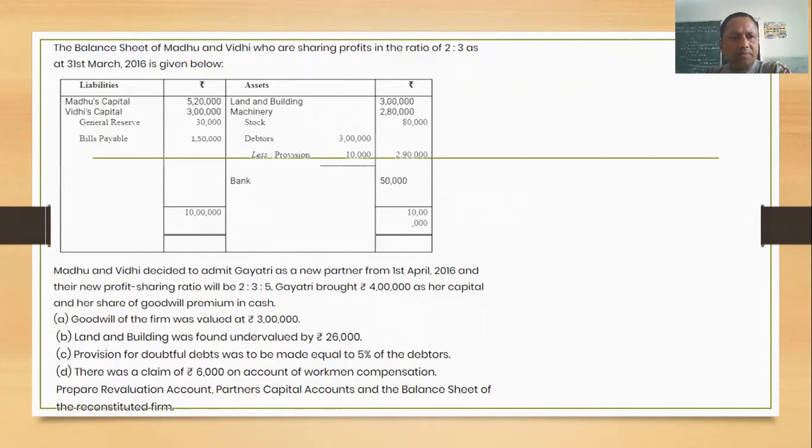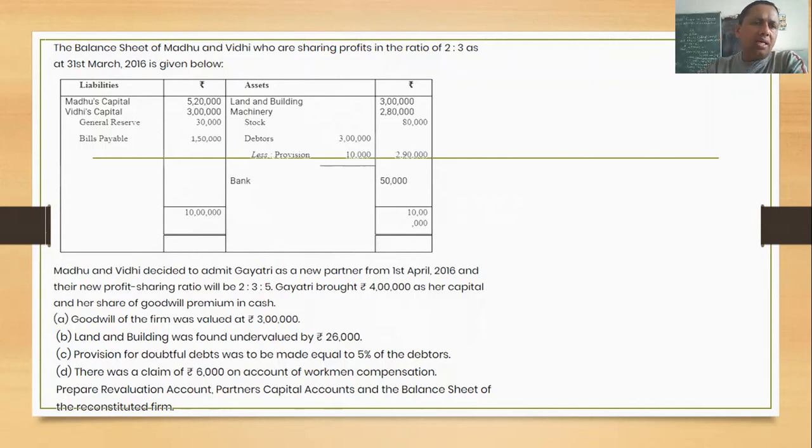In this question, the new ratio is also given. The new ratio is 2:3:5, or 2/10, 3/10, 5/10. But this ratio is not used while we are preparing a revaluation account. When we prepare a revaluation account, only the old ratio is required, because the partner's profit and loss in the revaluation account is transferred to the partner's capital account in the old ratio only.